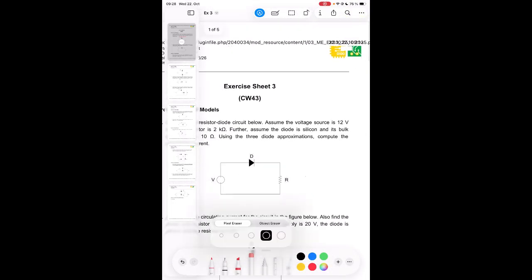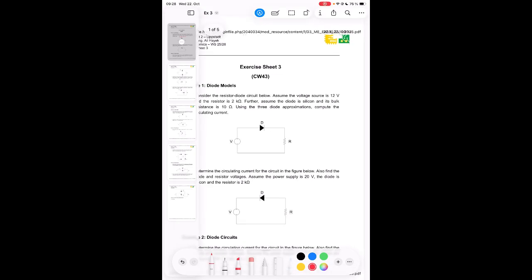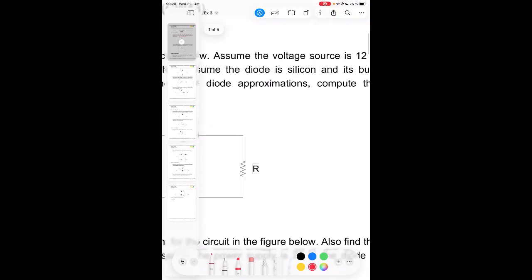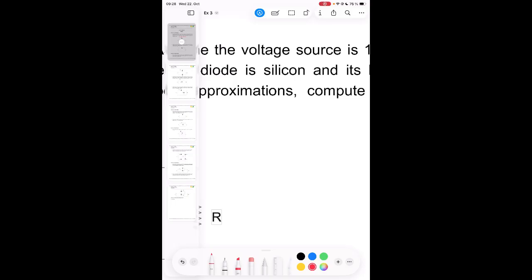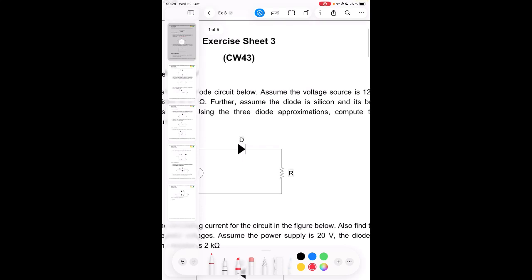Very simple equation. This is our ID. Ohm's law. V is equal to ID multiplied by our resistor. That means our current is V divided by R, which is 12 volt divided by 2 kilo ohm. Volt divided by ohm is ampere, and 1K is milliampere. That's why we have 6 milliampere for this model.